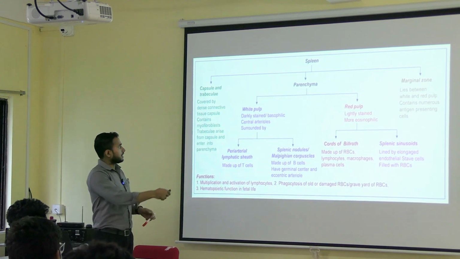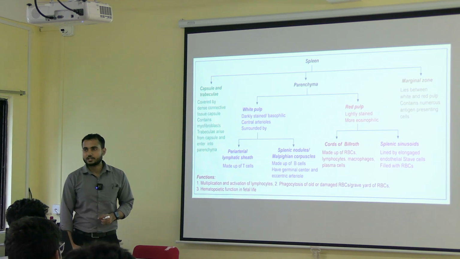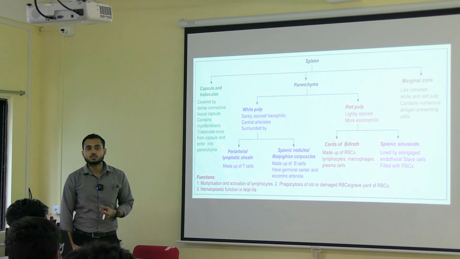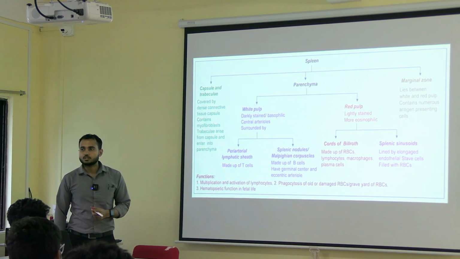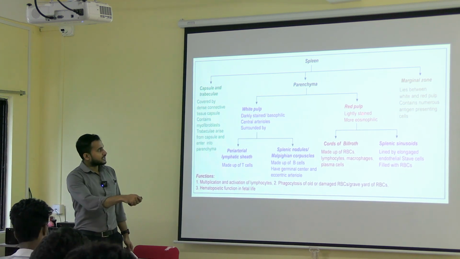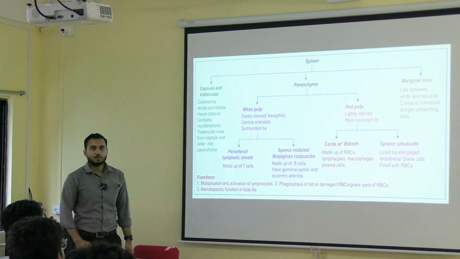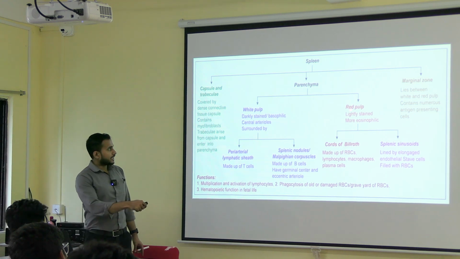Next, so this is the white pulp. Now, what is the red pulp? What is the appearance of red pulp? How does it look? Brightly stained. That is also eosinophilic. Okay? So if it is eosinophilic, what will be the color? Pink color. Okay. So here you can see it is lightly stained and eosinophilic. Like this you can easily differentiate between the white pulp and red pulp under the microscope. Okay?